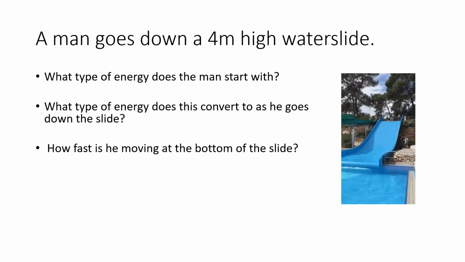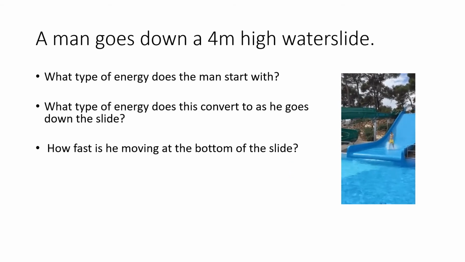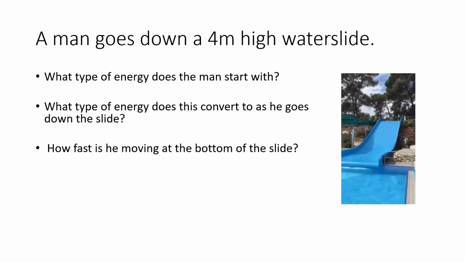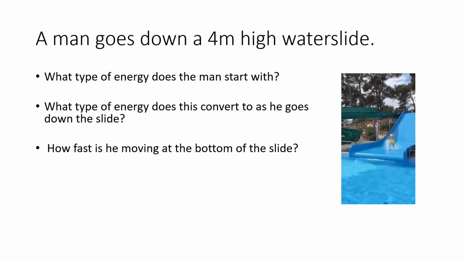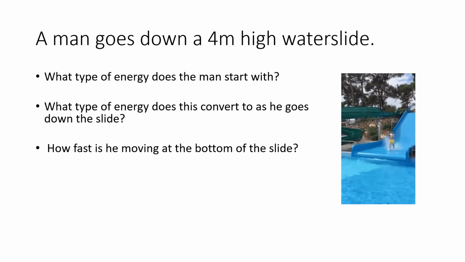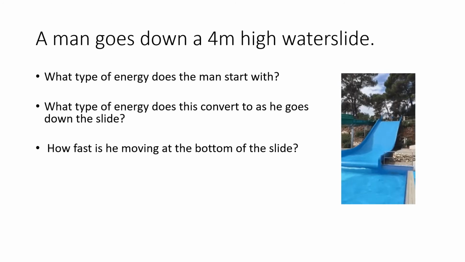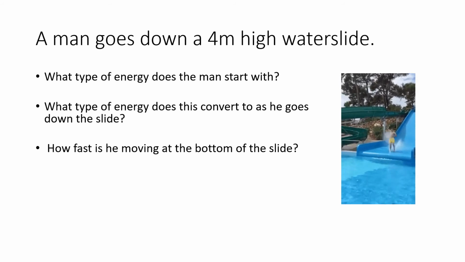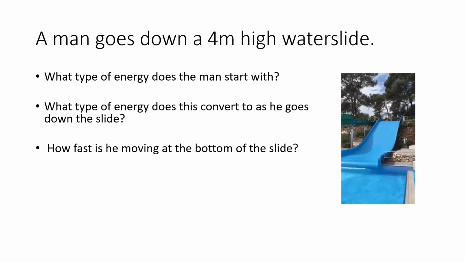Good. This man is going down a water slide. Let's take a look at it first. He's going from a higher point to a lower point. Therefore, he is losing potential energy. That's the type of energy he started with. And as he goes down, he's going faster and faster, which means he's gaining kinetic energy. So we want to find out how fast he's going at the bottom of the slide.